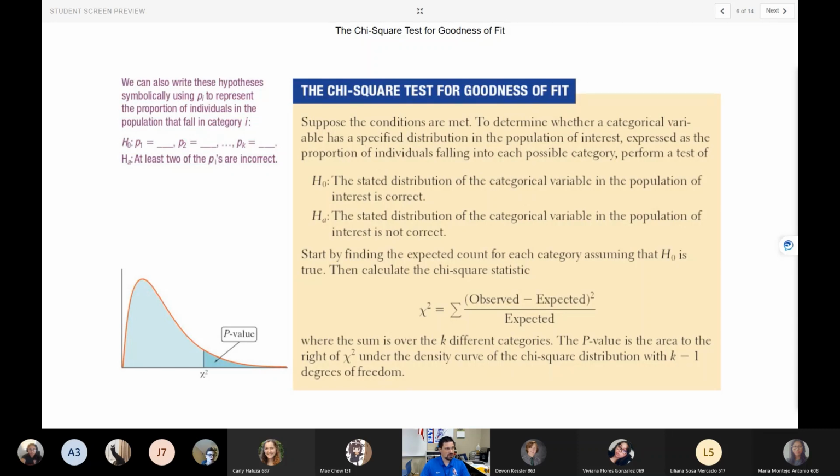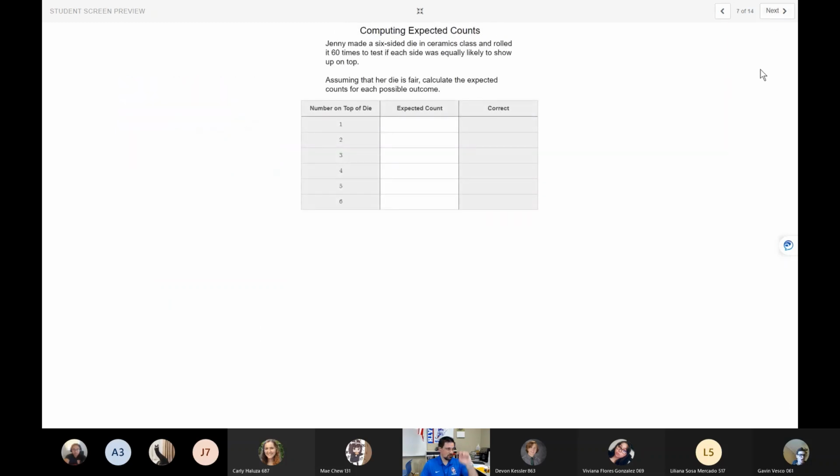So that brings us to the first thing for you guys to work on. Here's our first problem, computing expected counts. Jenny made a 6-sided die in ceramics class and rolled it 60 times to test if each side was equally likely to show up on top. Assuming that her die is fair, calculate the expected counts for each possible outcome.